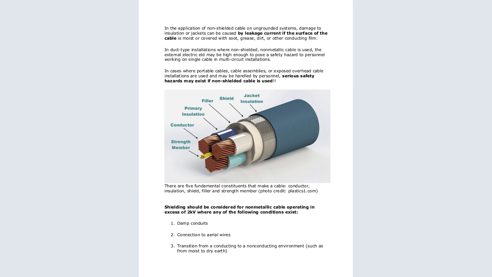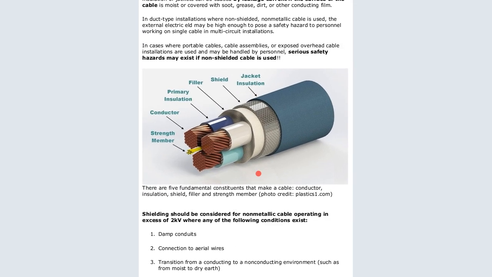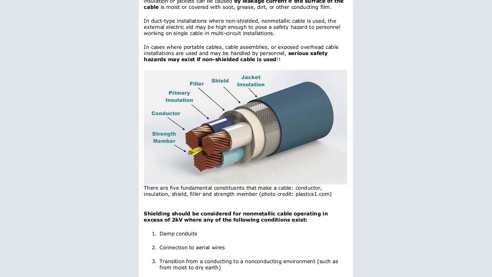Now look at this cable. This is a typical example of a cable that has been shielded. In cases where portable cables, that is portable assemblies, are exposed, or overhead cable installations are to be used and may be handled by personnel, a serious safety hazard may exist if non-shielded cable is used. So when you look at this, most of the time in your exams, you'll get such a thing and you'll be told to draw and explain, name the parts and explain the functions of these different parts.